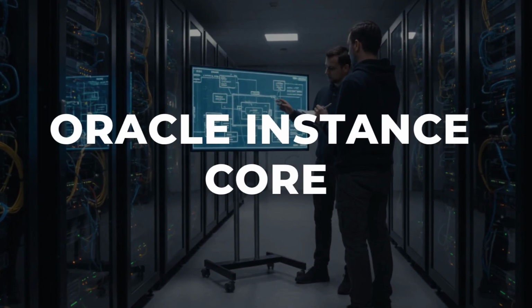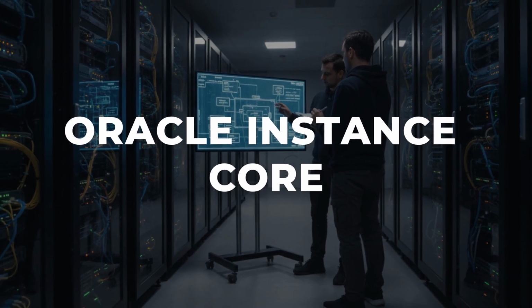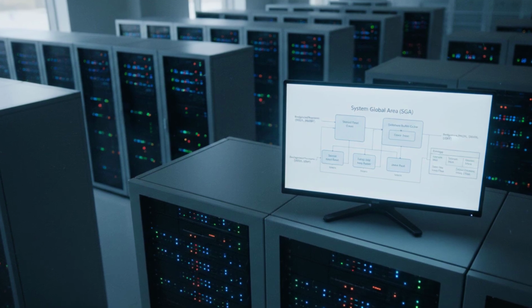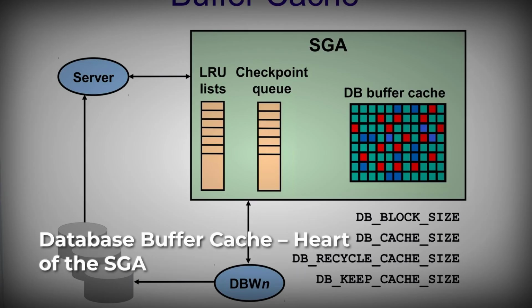Every Oracle Database instance relies on a shared memory region known as the System Global Area, SGA. This is where the core data structures live, and understanding its layout is essential for anyone managing performance or troubleshooting issues at scale. At the heart of the SGA is the database buffer cache.